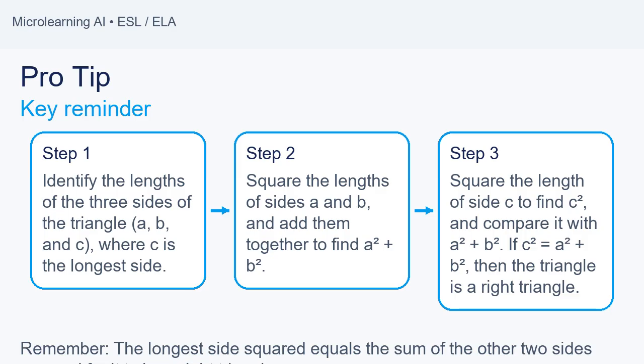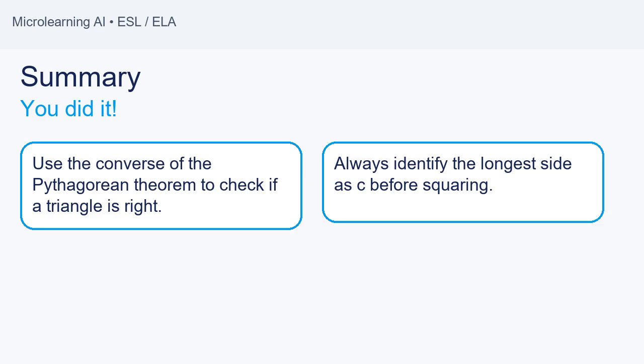Pro tip. Remember, the longest side squared equals the sum of the other two sides squared for it to be a right triangle. Summary. Use the converse of the Pythagorean theorem to check if a triangle is right. Always identify the longest side as c before squaring.